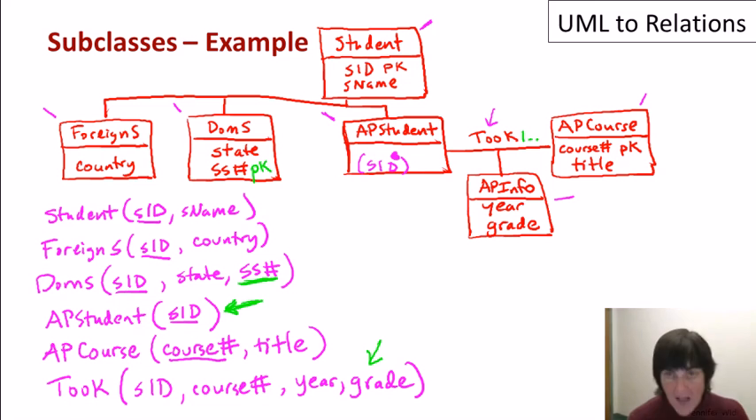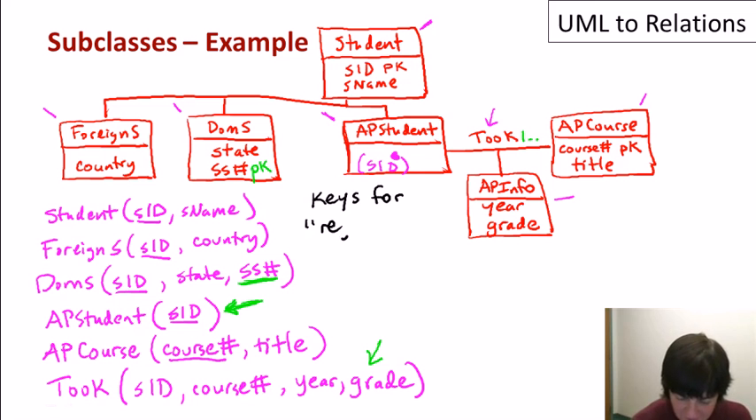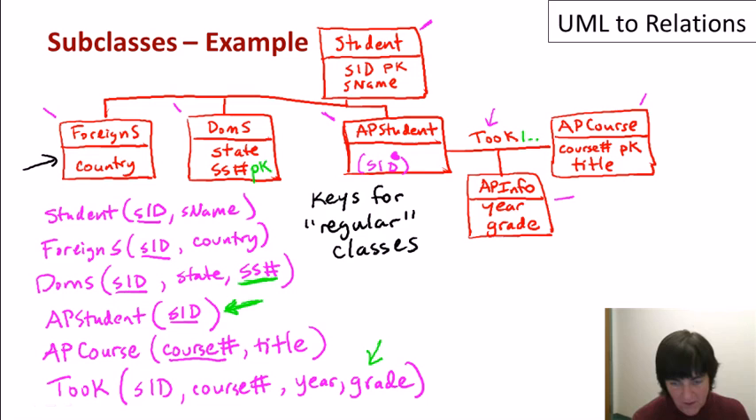And finally, let me mention again that requirement that we have keys for regular classes if we want to do translation automatically. And you might have noticed that, for example, we certainly didn't have a key here for foreign student, with country being the only attribute. But subclasses are also not considered regular classes. So subclasses and association classes don't need to have keys, and we can still have an automatic translation. Logically, subclasses are inheriting their keys from their superclass, and that one does need to have a key in order to have automatic translation.